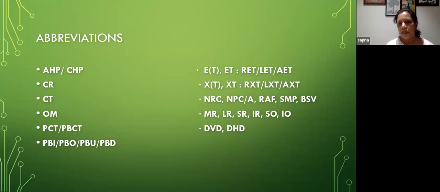Short forms you'll find in any of the Squint sheets. ET is esotropia, intermittent, ESOs and RET, LET, AT. So accordingly, exotropia, right? Exotropia. So we don't use divergent squint, convergent squint. We use ETs and XTs. NPC is near point of convergence, near point of accommodation. RAF is RAF ruler. And MR, LR, SR, you know, all are the muscles. And DVD and DHD are dissociated vertical deviation and dissociated horizontal deviation.